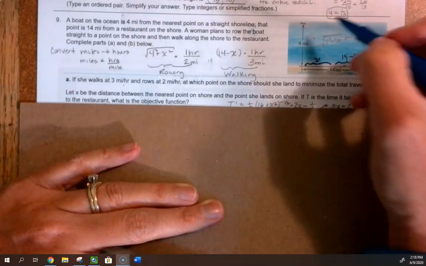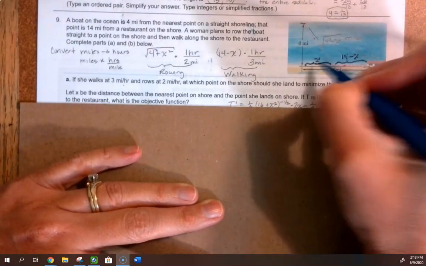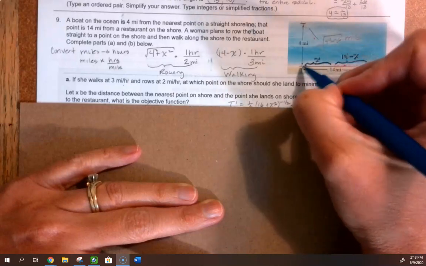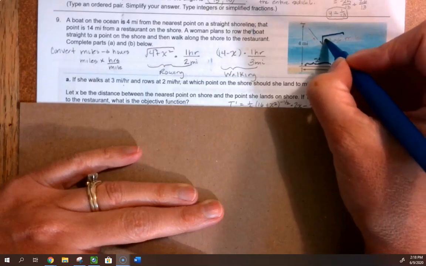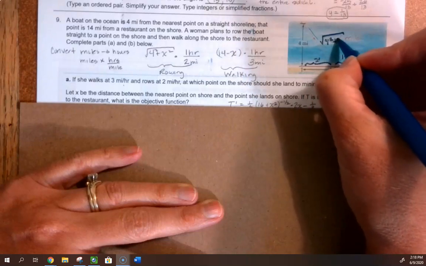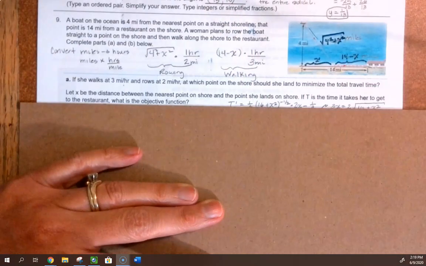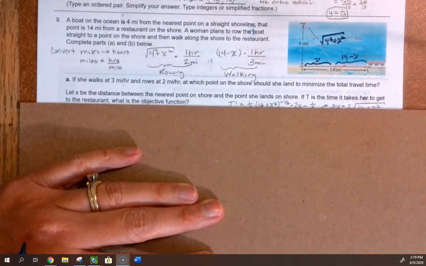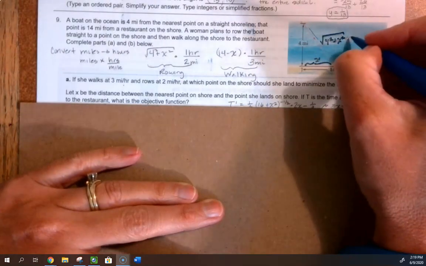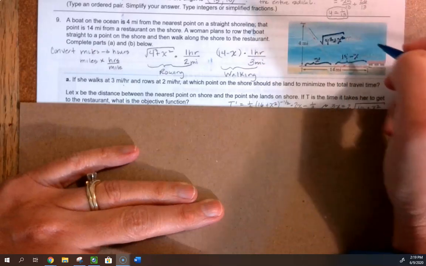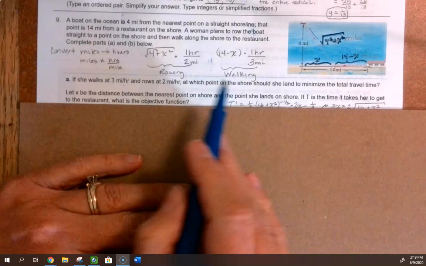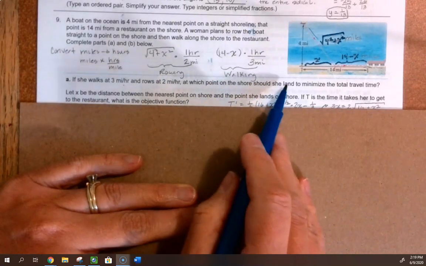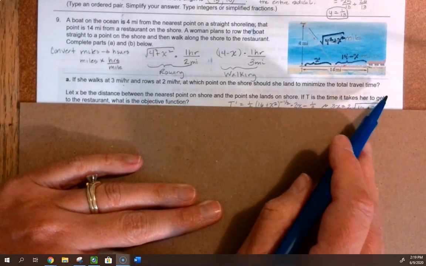Then this distance along here, since we are calling this x and we know that that's 4, by the Pythagorean theorem would be the square root of 4 squared plus x squared. That's the distance there, in miles. She walks 3 miles per hour and rows at 2 miles per hour. At which point on the shore should she land to minimize the total travel time?